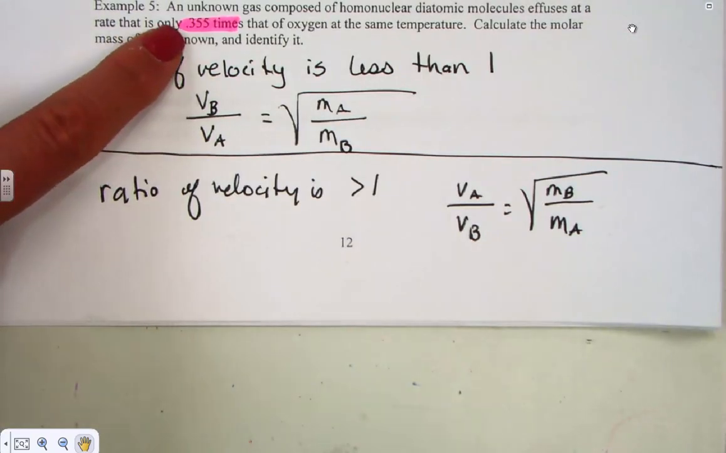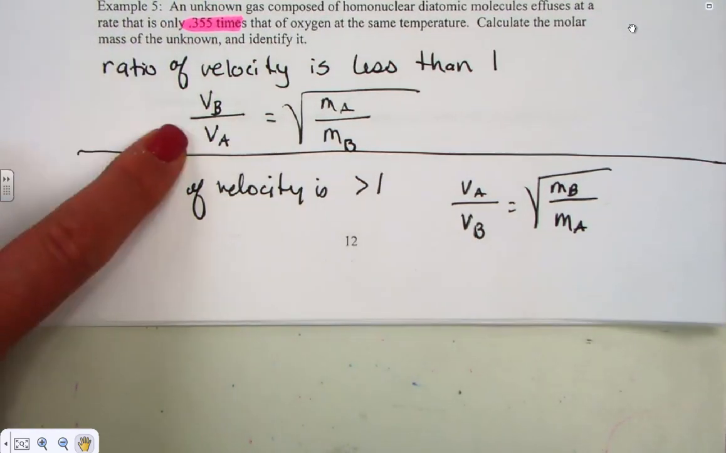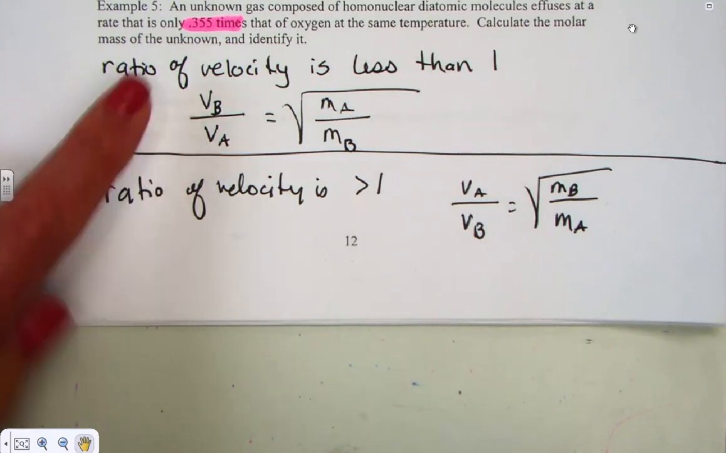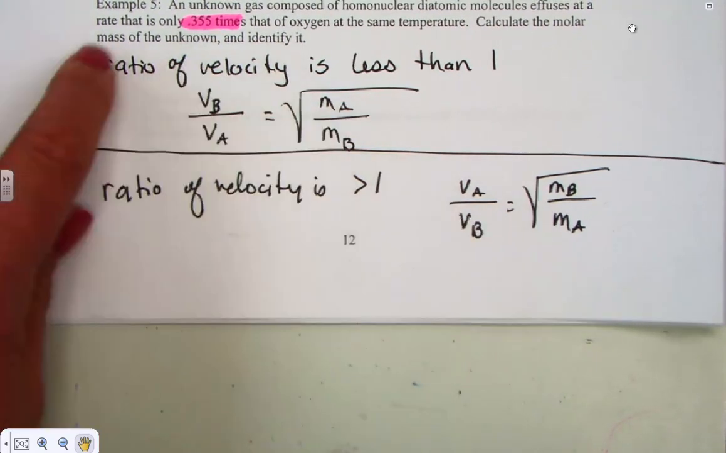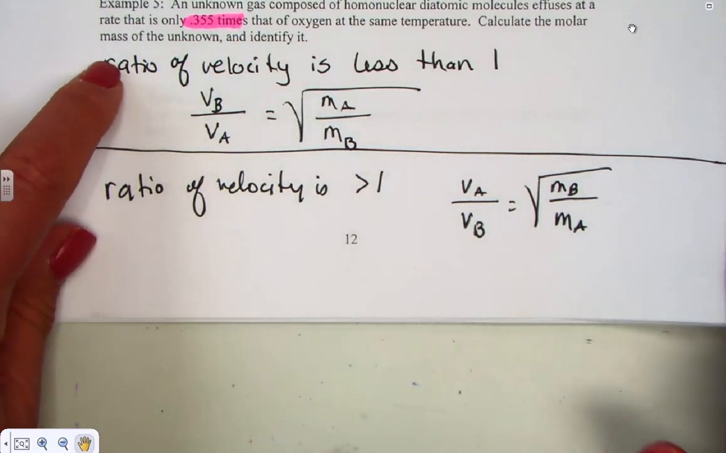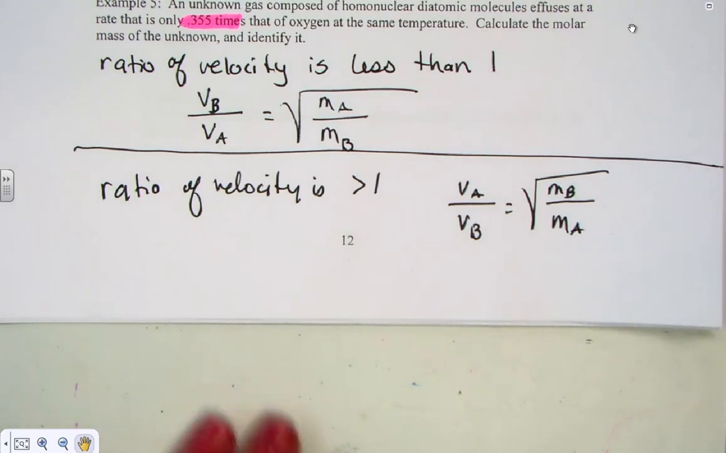So noticing that 0.355 gave me a ratio of less than 1, Graham's law flipped around. If the velocity ratio is greater than 1, we put lighter over heavier. Good margin notes. I'd be sure to write that down. That ends the Notepack lesson.